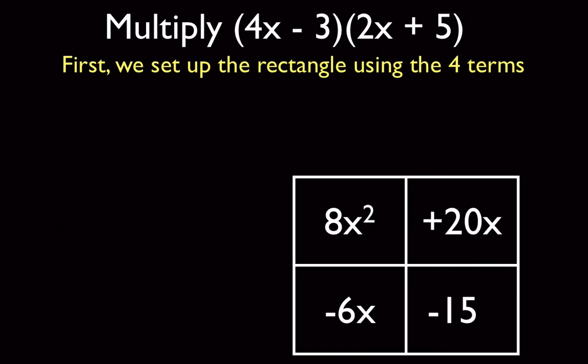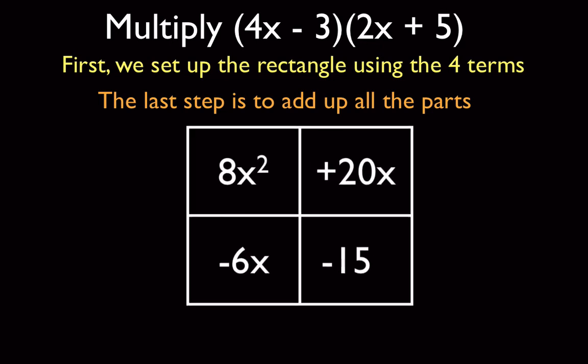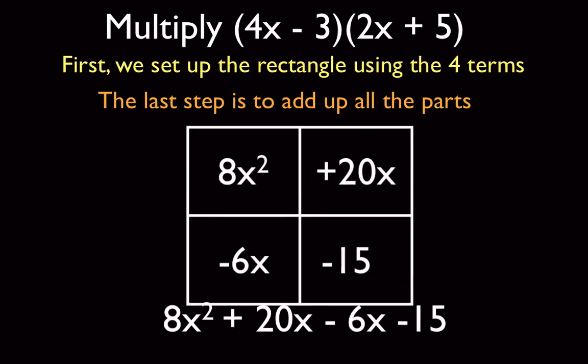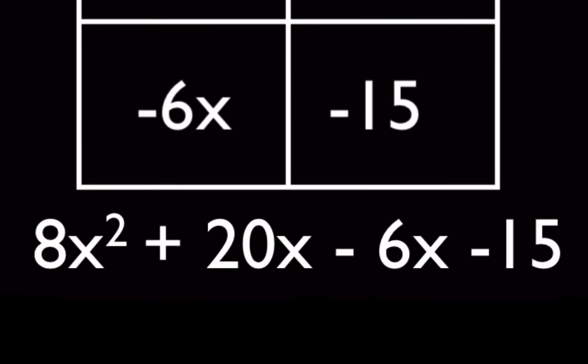Okay. However, we're not quite done. The reason is we need to pay attention to the different parts and combine any like terms that we can. This right here is the whole of our answer. So if we sort of write that out long ways, you'll see those are the 4 things that we have. We have an 8x squared, a 20x, a -6x, and a -15.